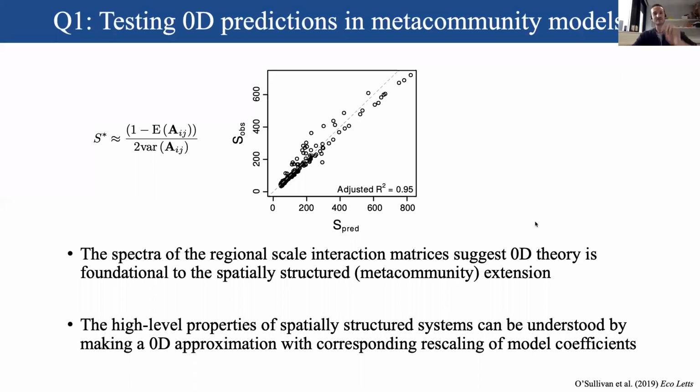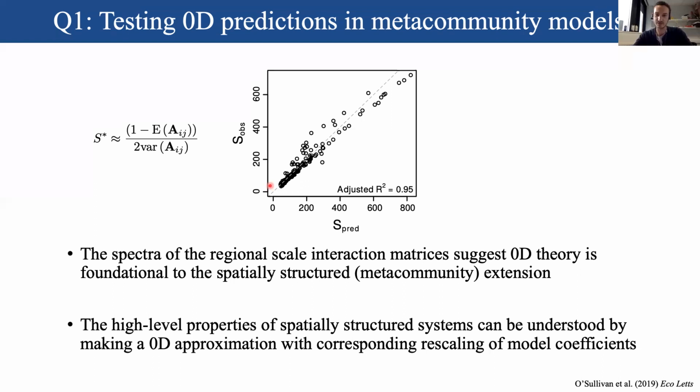Okay, so that's a qualitative demonstration. Here I show a quantitative demonstration. Earlier I showed this equation which predicts the emergent diversity of a zero-dimensional Lotka-Volterra community under community assembly. If I now replace the mean and variance of the local interaction matrix with the mean and variance of the regional interaction matrix, this equation will predict the gamma diversity of our model metacommunities.